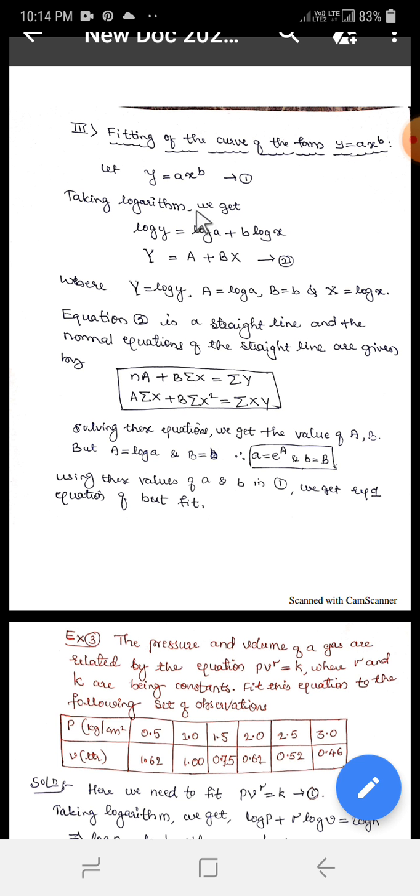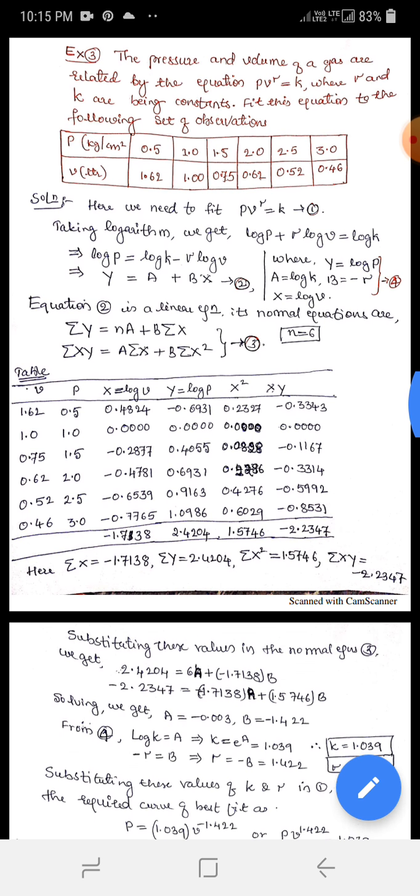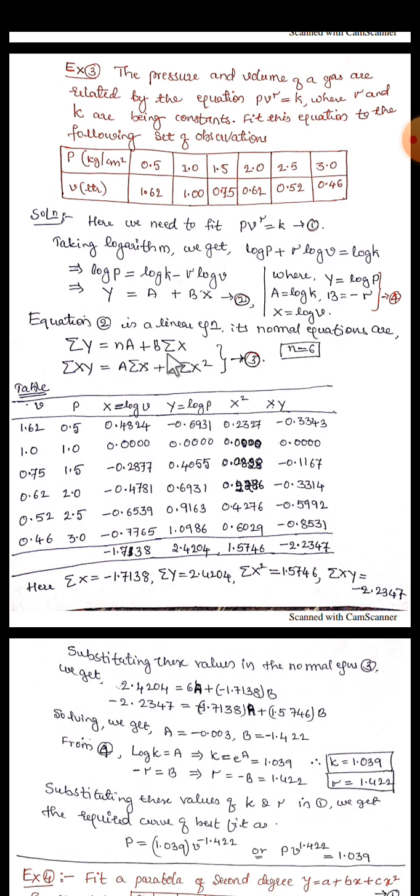But actually we want the values of small letter a and small letter b, and they will be got by these two relations. Small letter b is capital B, and small letter a is e to the power capital A. Substituting these values of small a and b in equation 1, we get the equation of best fit of equation 1 type. Students, now we'll discuss some problems on this, as well as on straight line and parabola.